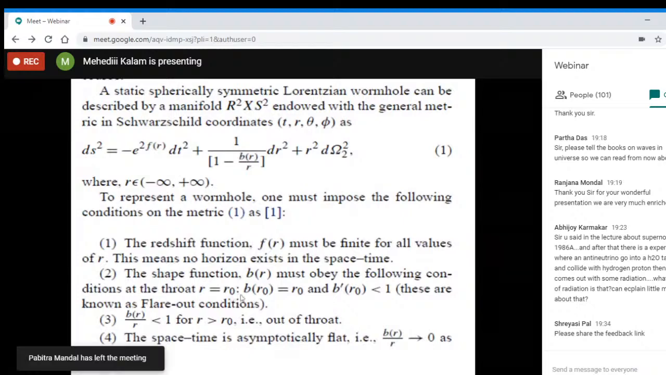B(R naught) must be equal to R naught, and B prime(R), that means taking the derivative with respect to R, B prime(R naught) must be less than 1, which is called the flare-out condition, and B(R) by R must be less than 1 for R greater than R naught, outside the throat. And the fourth one is that the space-time must be asymptotically flat: B(R) by R tends to 0 for R tends to infinity. So these 4 conditions must be satisfied to get the wormhole structure.